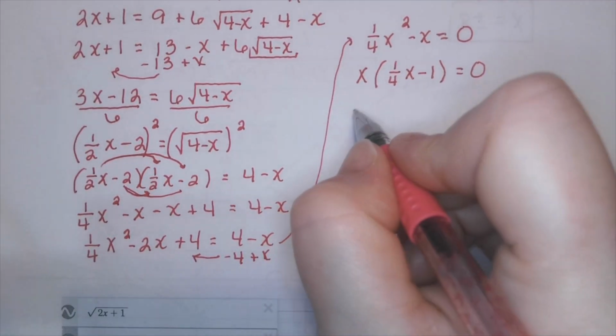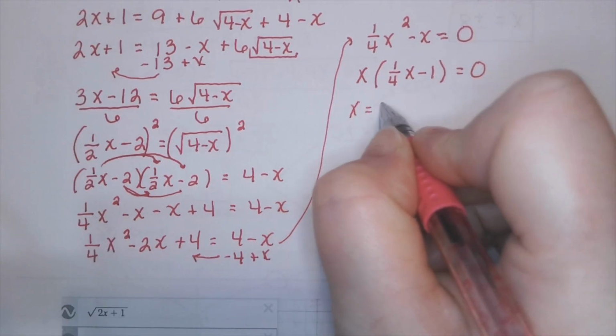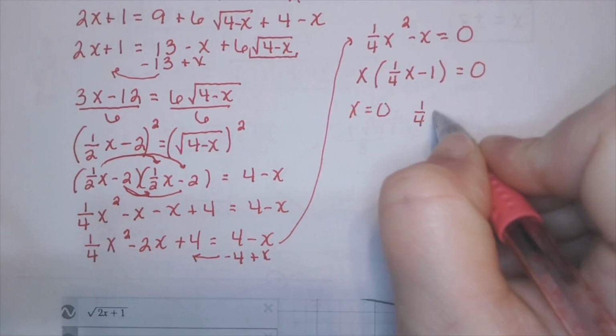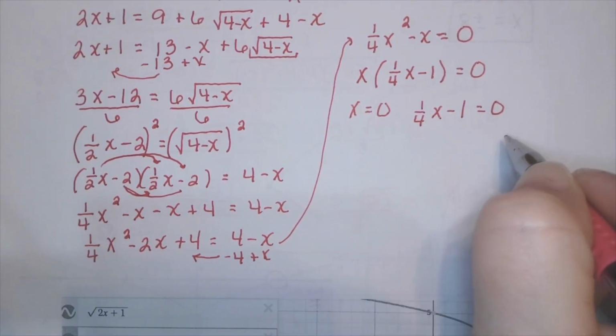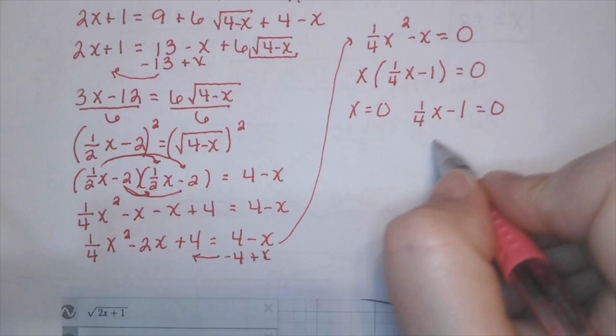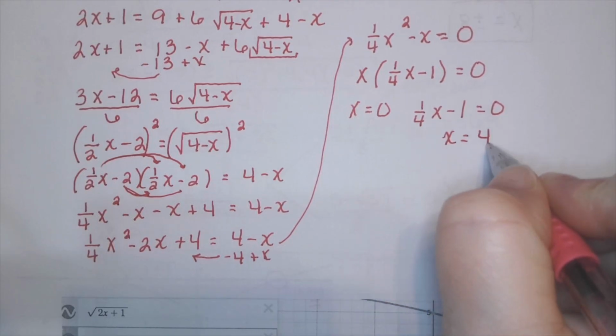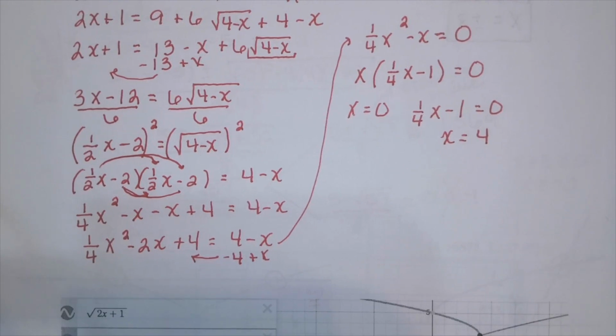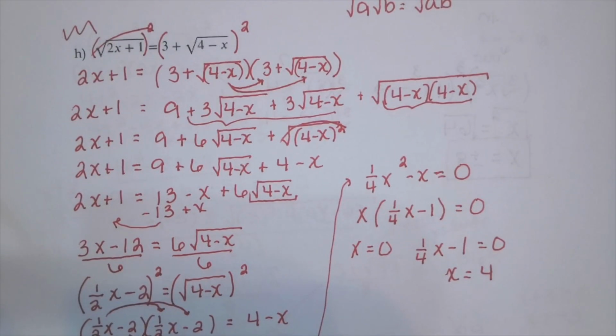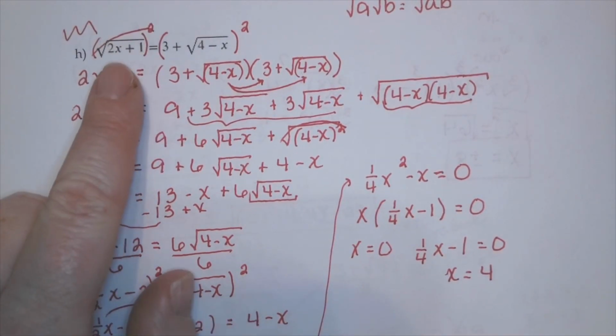And then we set each factored piece equal to 0. So x could be 0, or 1/4 x minus 1 is 0, where I would add 1 and multiply by 4, so x could be 4 as well. Just like we did yesterday, once we got to this point, we know that there could be no solutions, there could be one solution, or both of them could work. So we do have to check our work. So let's check back in the original and see which one, both, or none.